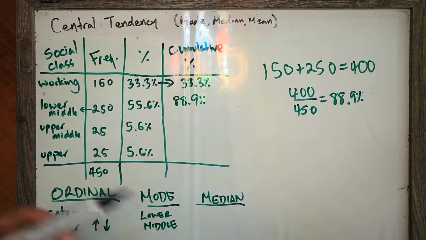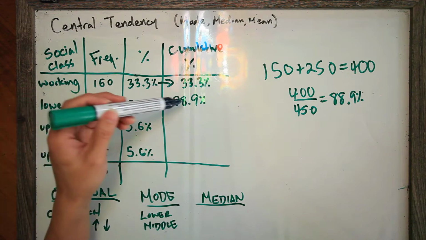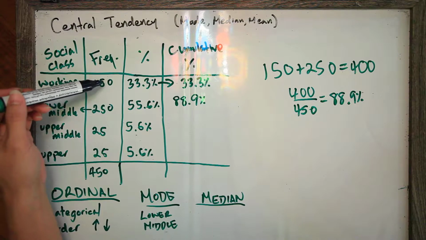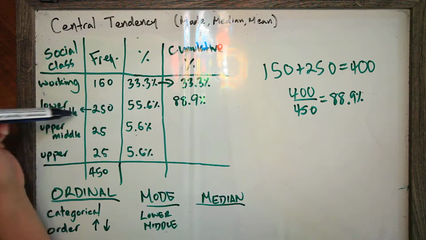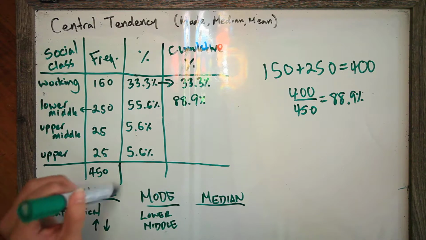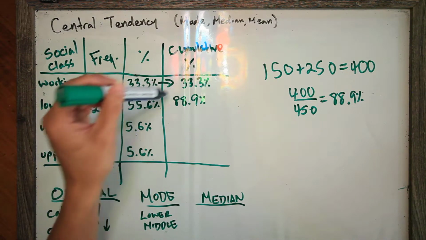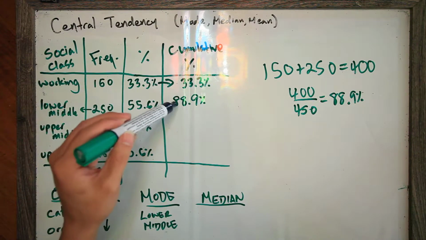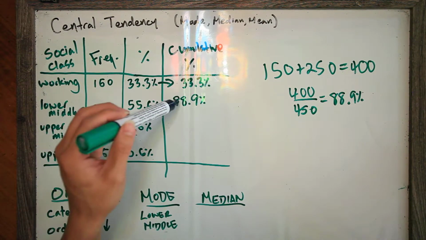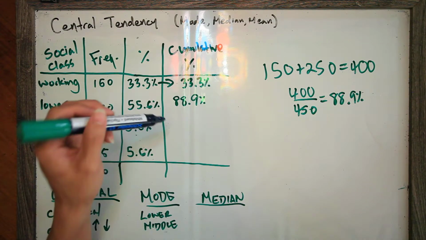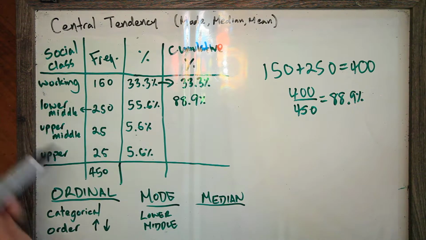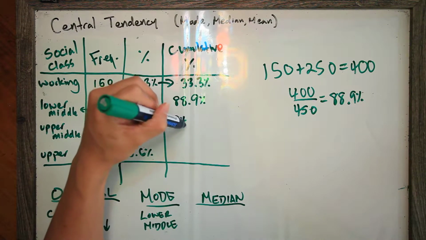Okay, so what this is telling us is that the cumulative percentage is just the total amount of people up to that row divided by the total amount of people in the whole data set, right? And that's what adding these two numbers is doing. So by adding the next two, 88.9 plus 5.6, we're going to get the cumulative percentage for upper middle class people. So 5.6 plus 88.9 is 94.5%.